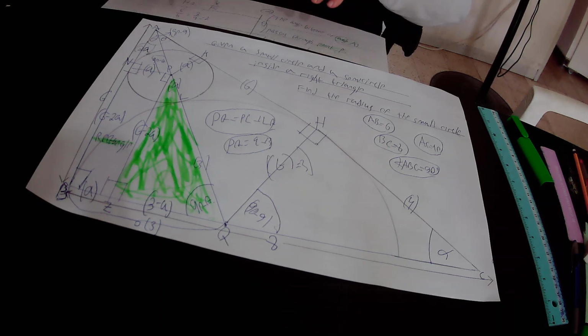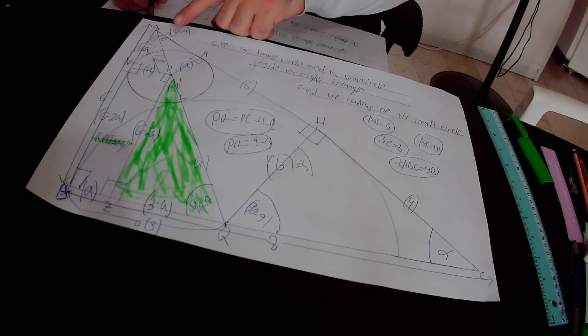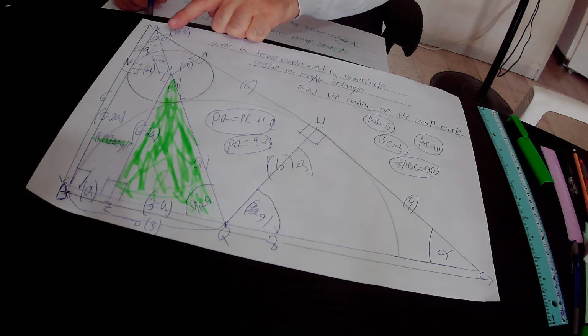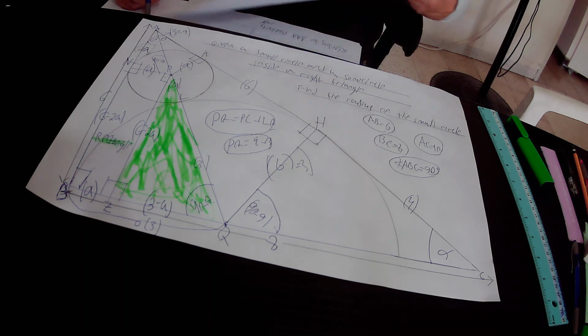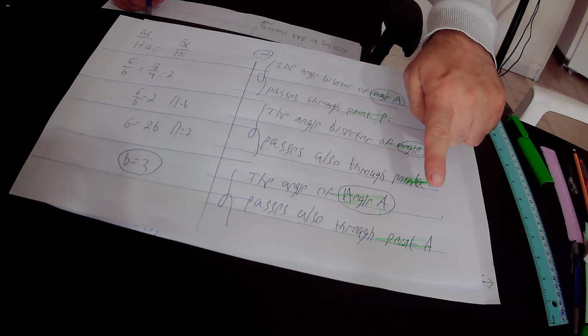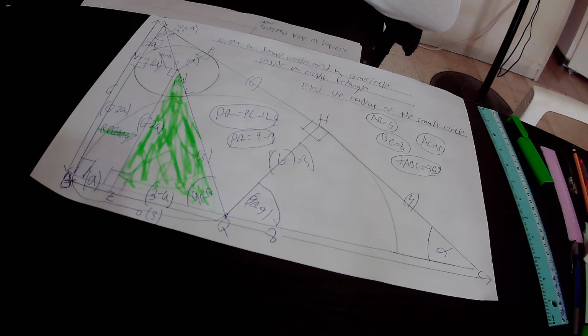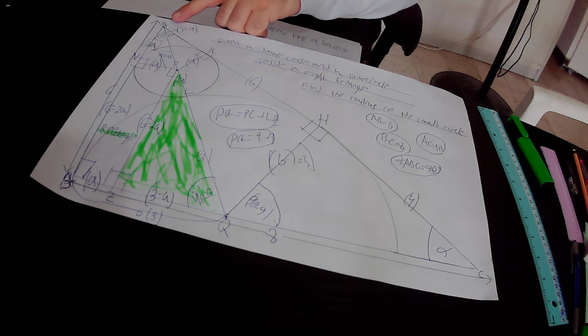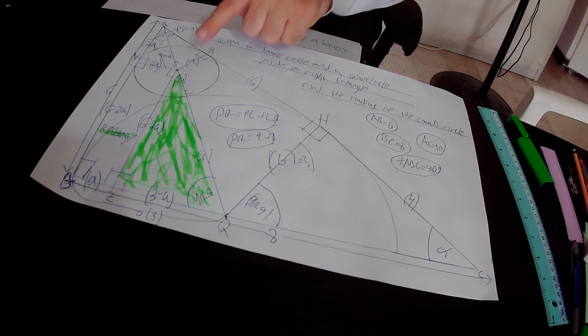In conclusion, we can say that the angle bisector of this angle A must pass through point P and through point Q. It is obvious that the angle bisector of angle A also must pass through point A. So the angle bisector of this angle A passes through points A, P, and Q.